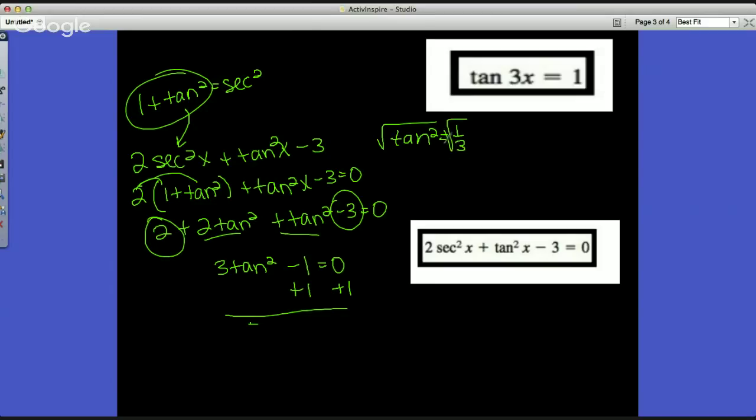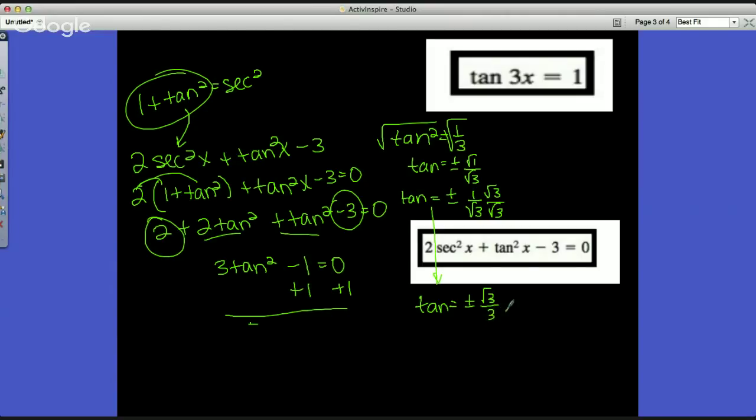So I'm going to square root both sides. When I do, I get tangent equals plus or minus square root of 1 over square root of 3. Square root of 1 is 1, so what I really have is plus or minus 1 over square root of 3 equals tangent. Because the square root of 3 is on bottom, I multiply top and bottom by square root of 3. Now I have tangent is equal to plus or minus the square root of 3 over 3.